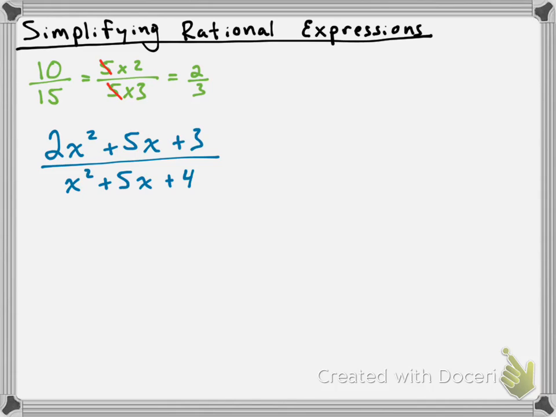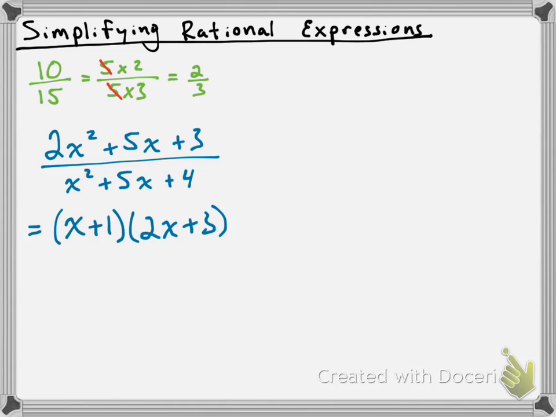So factoring 2x squared plus 5x plus 3, I'm not going to go through all the little details about how to factor that. You guys should know how to do that by now. But it's going to leave you with x plus 1 times 2x plus 3. You can double check that if you want, but 2x squared plus 5x plus 3 does factor into x plus 1 times 2x plus 3.